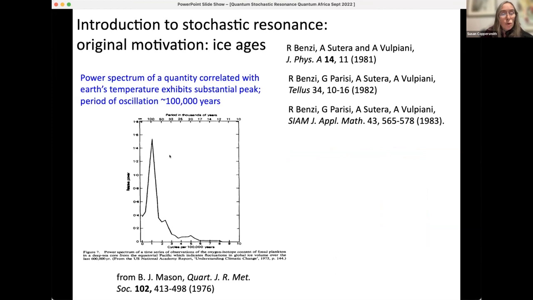What this graph is actually is a Fourier transform of a measurement of oxygen isotope content in fossil plankton. This is a proxy for temperature, since it's really hard to go back.